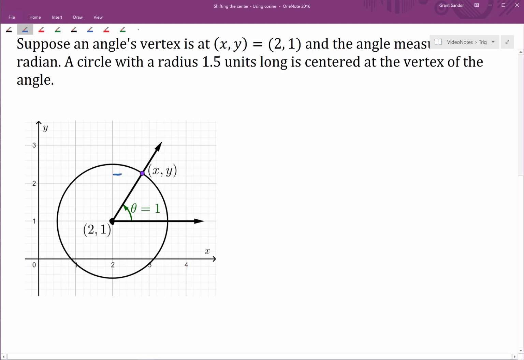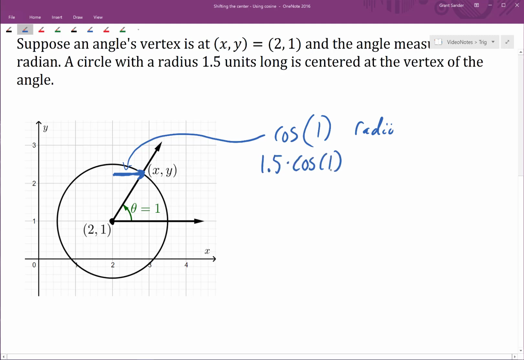However, the cosine function gives us a horizontal distance to the right of the center of the circle, given an angle measure. And so that distance right there is cosine of theta, which is cosine of 1 radius lengths. And since the radius of the circle is 1.5 units long, that is 1.5 times cosine of 1 units. And by units, I mean whatever units are on the x and y axes. So that is 1.5 times cosine of 1 units.